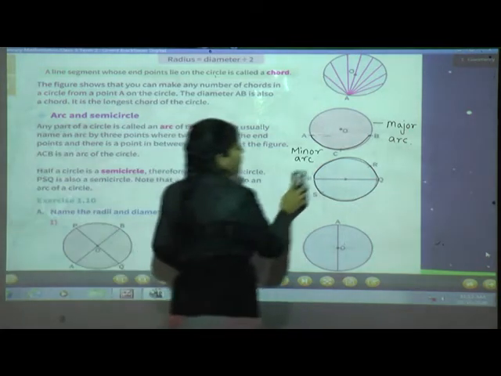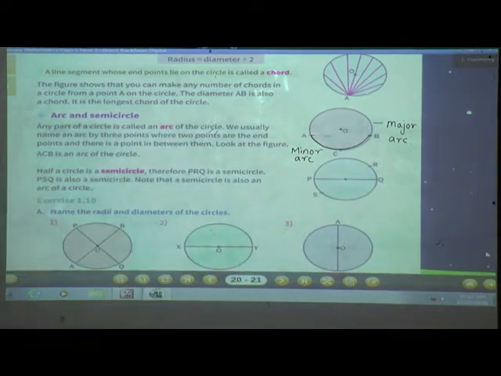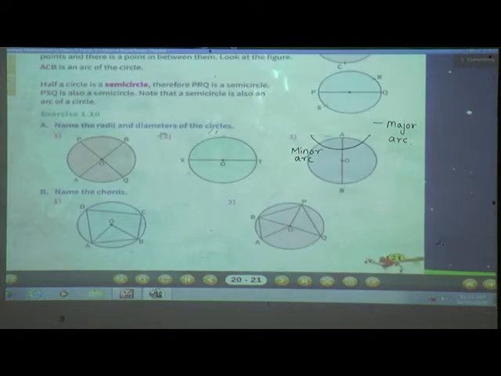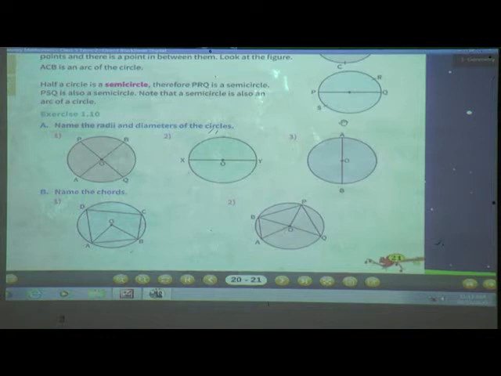So students, just now we have studied circle, radius, center, diameter, chord, arc, semicircle and circumference. So we will start to solve exercise 1.10. Question number one: name the radii and diameters of the circle. You have to name it. Just now we have studied radius and diameters, so identify and write.